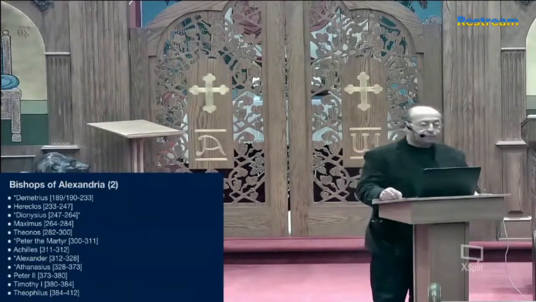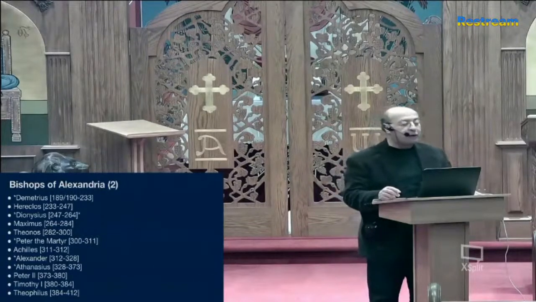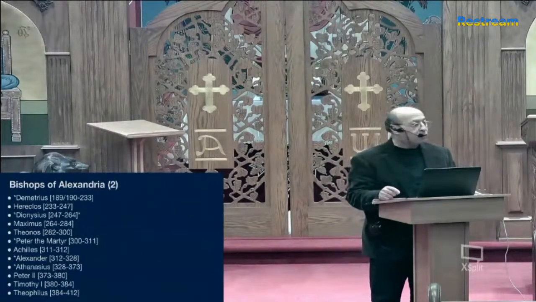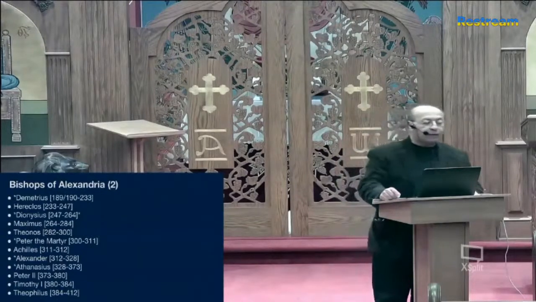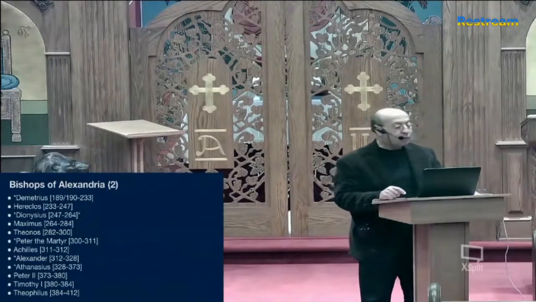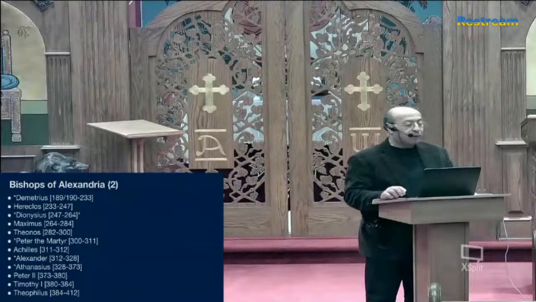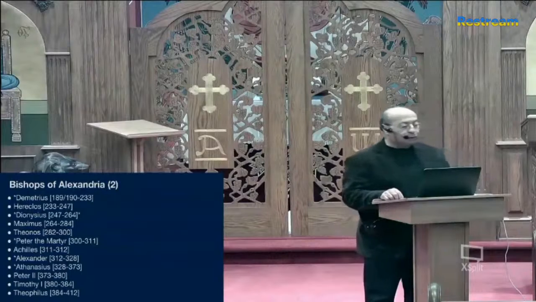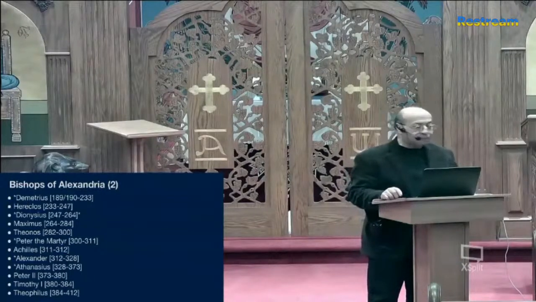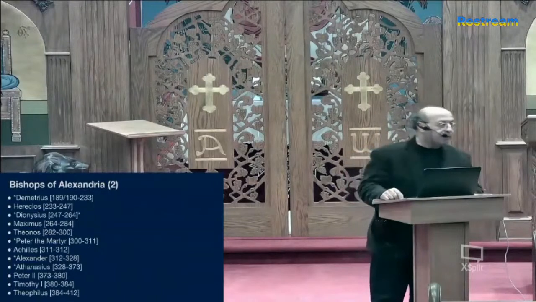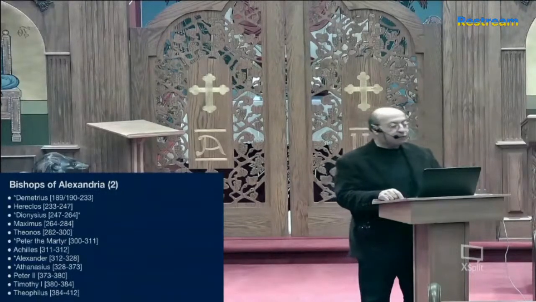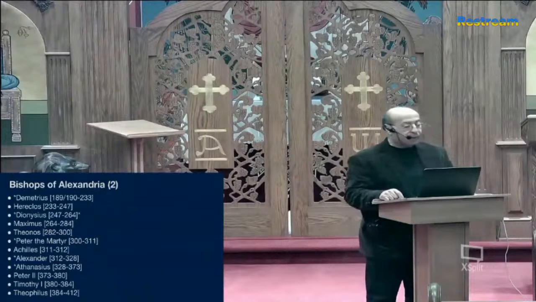Demetrius from 189/190 to 233. And then Heraclius, and then Dionysius, we'll say something about him later, Maximus, Theones, Peter the Martyr, who was the seal of the martyrs, from 300 to 311, only 11 years because he died in martyrdom, Achilles, and then Alexander is a prominent bishop.